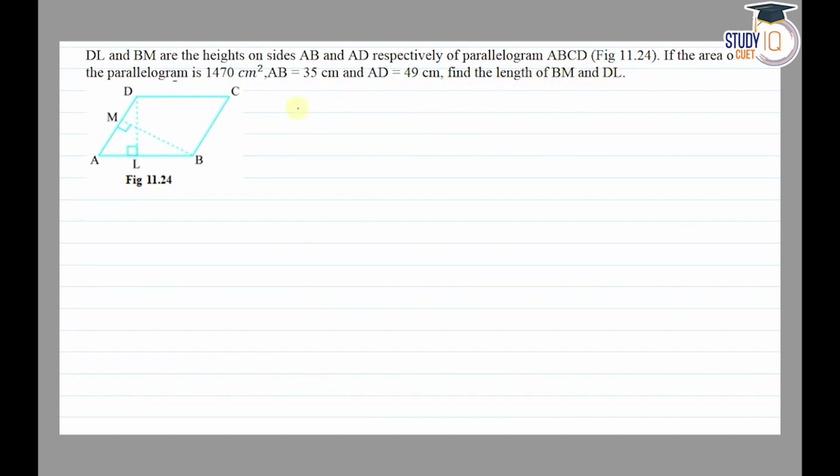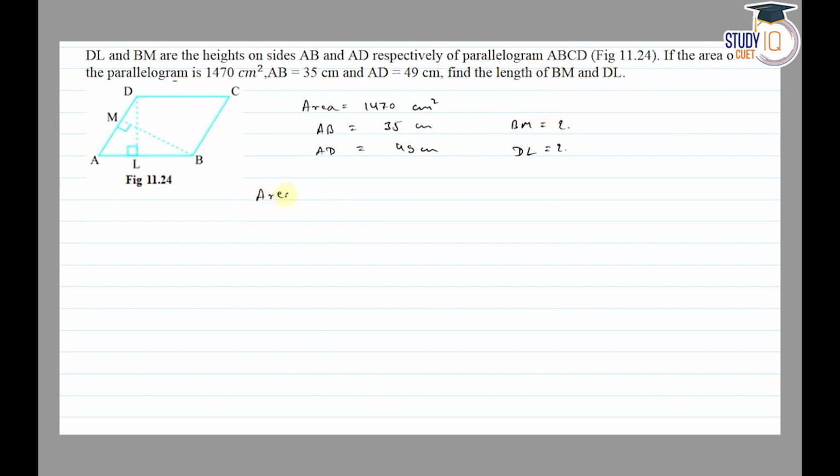So हमें एरिया गिवन है 1470 सेंटीमीटर स्क्वायर, AB is equal to 35 सेंटीमीटर, AD is equal to 49 सेंटीमीटर और हमें DL फाइंड आउट करना है और BM.